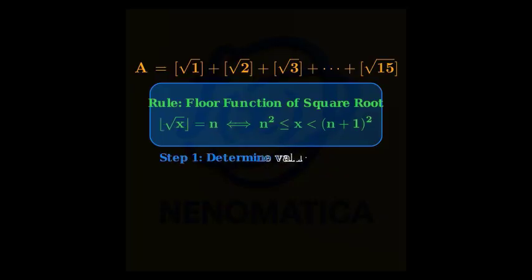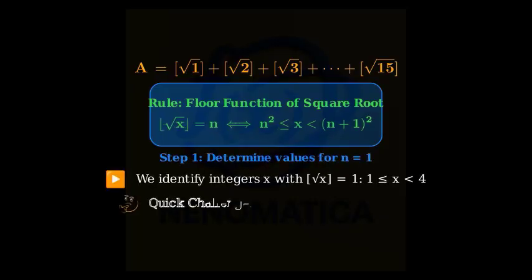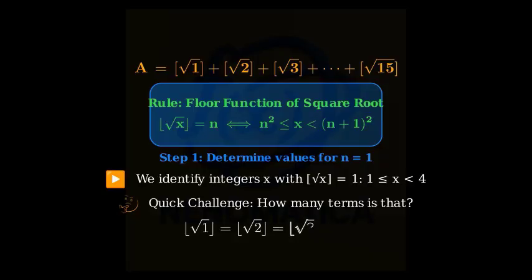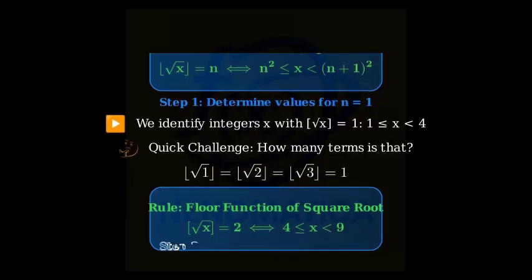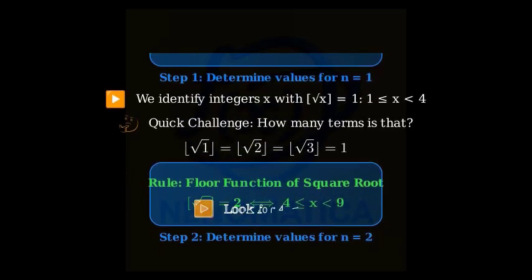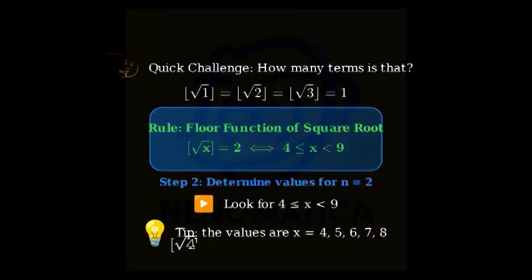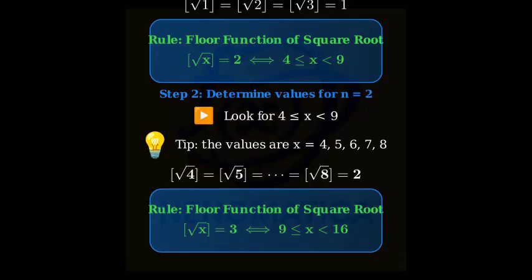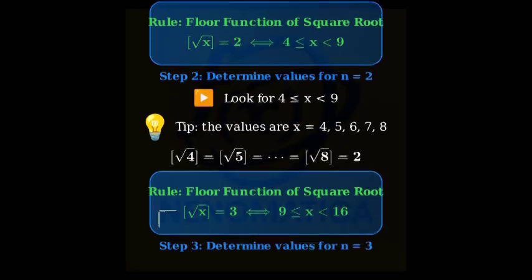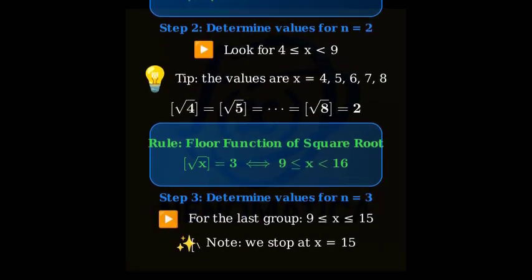Step 1. Find all x with floor of root x equal to 1, that is from 1 squared through less than 2 squared, or 1 through 3. Next, apply the same rule with n equals 2. Step 2. All x with floor of root x equal to 2 lie from 4 through 8 inclusive, and again for n equals 3. Step 3. x ranges from 9 up to 15 for our sum, because it stops at 15.